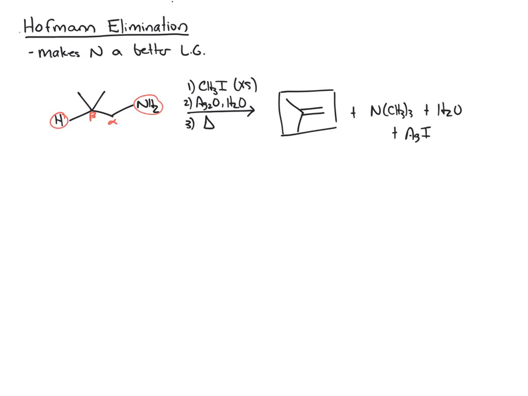So starting with step 1, this is just a nitrogen alkylation, which we saw when talking about preparing amines. Okay, so here's our molecule. I'm not going to draw the hydrogen in this time, the beta hydrogen. Here's iodomethane, just like we saw before an SN2 reaction.